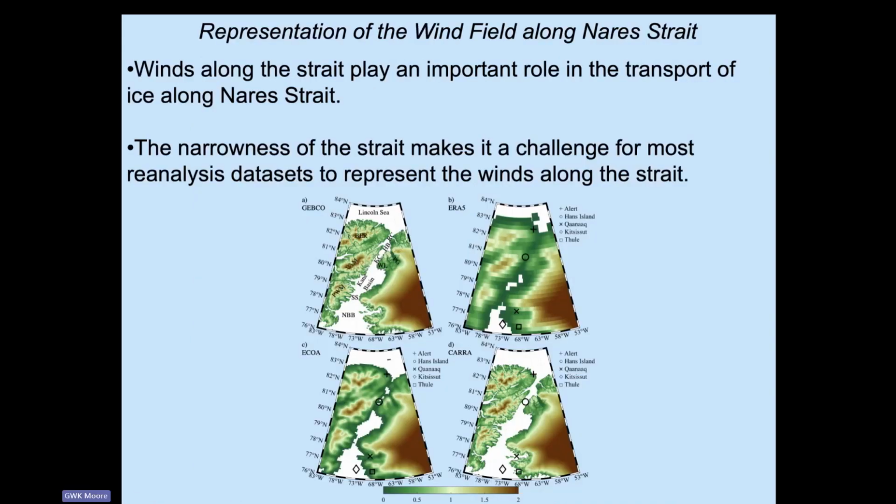So again, I hope I've been able to motivate that the winds are important. The challenge is that the strait is quite narrow. This is the topography of the region in GEBCO, which is a digital elevation model. This is what the strait looks like in ERA5. This is what it looks like in the current operational product from the European Centre, which is about 9-kilometer resolution. And this is the CARRA topography. I've also indicated with these symbols various weather stations in the region.